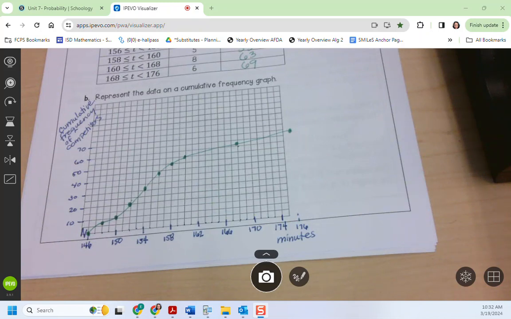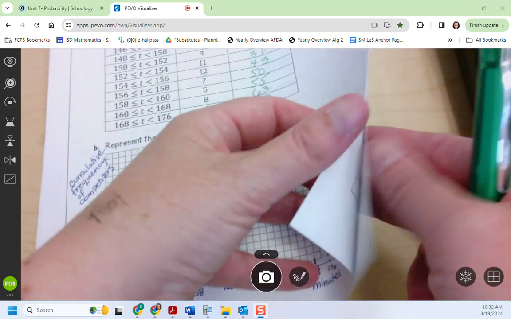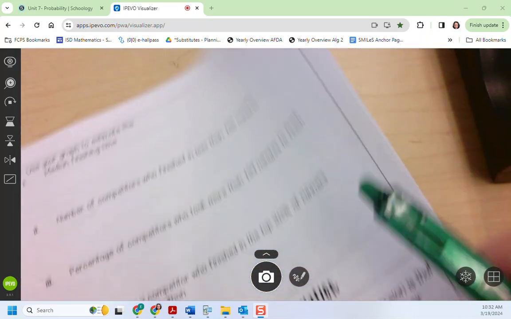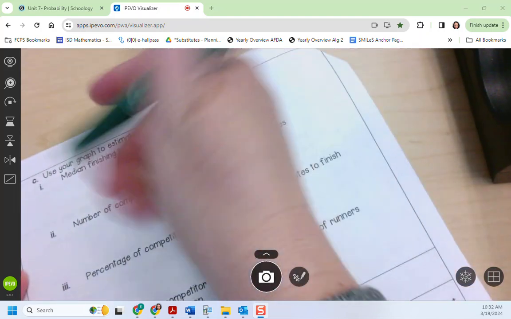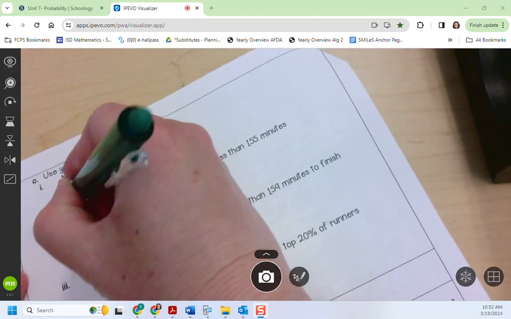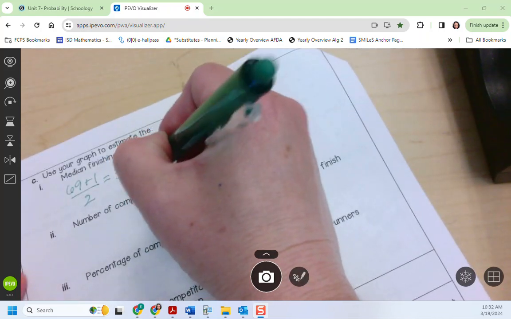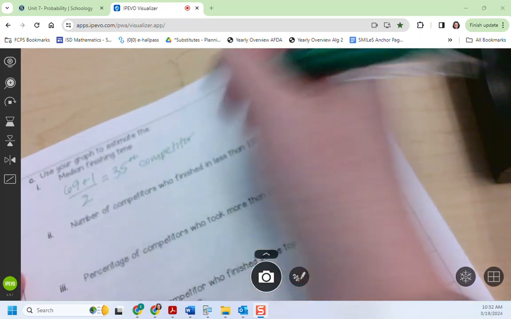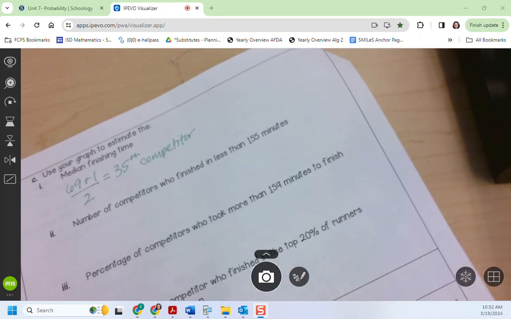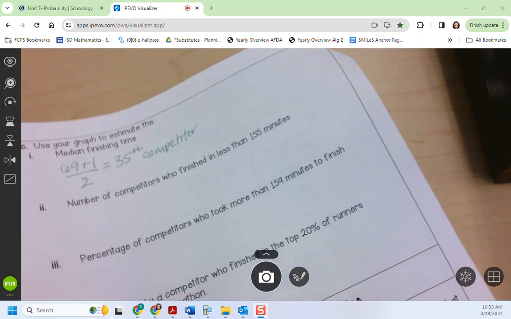So remember, to find the median number, we learned this last class, you add 1 to the number that you have, and then you divide by 2. So on the next page, that's what I'm going to do. So we have 69 plus 1 over 2 means I'm looking at the 35th competitor. And I want to find the time for the 35th competitor on the graph. So now that we know it's the 35th competitor, turn back and let's use the graph to figure out the time. Approximately, because we're using a graph, so it might not be exact.